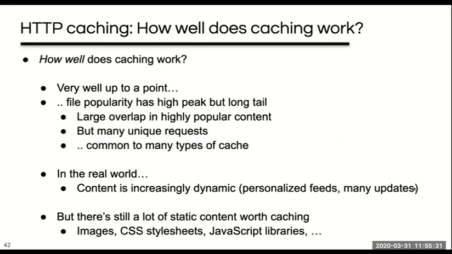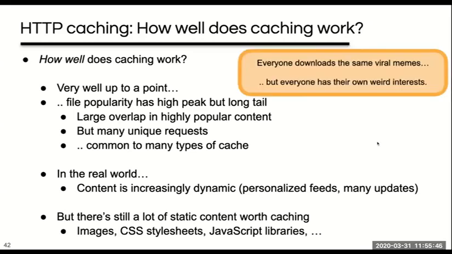So how well does caching work? It works really well up to a point. File popularity has a high peak, but a long tail. That is, there's a large overlap in highly popular content, but there are also many unique requests. Said another way, everyone downloads the same viral memes, but everyone also has their own weird interests. Anyway, this is pretty common to many types of caches.